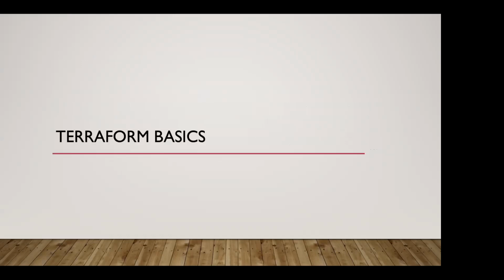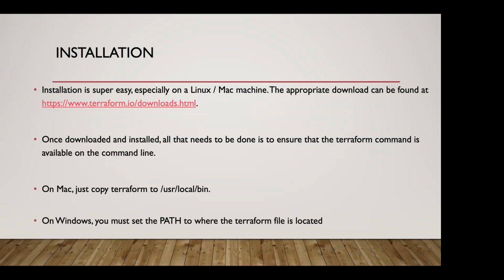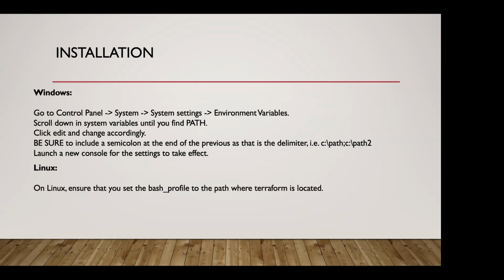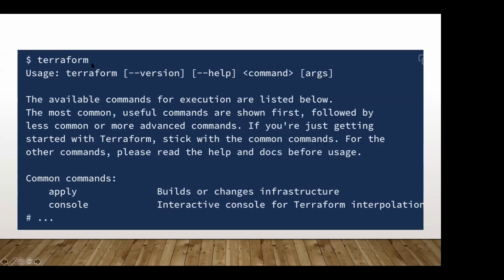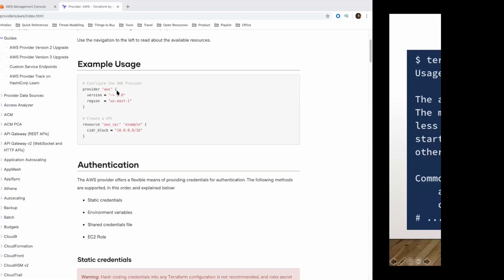Okay, so let's look at Terraform basics. The installation is super easy. All you have to do is go to terraform.io/downloads, and you can download the Terraform CLI for your machine, be it Linux, Windows, or even a Mac installation. It's very straightforward to get it installed. And once we have installed it, you should be able to see in your terminal, when you type in Terraform, something like this. So let's go ahead and do that.